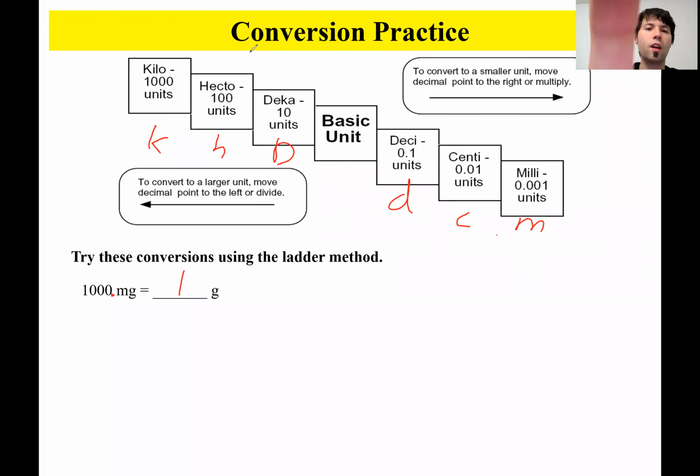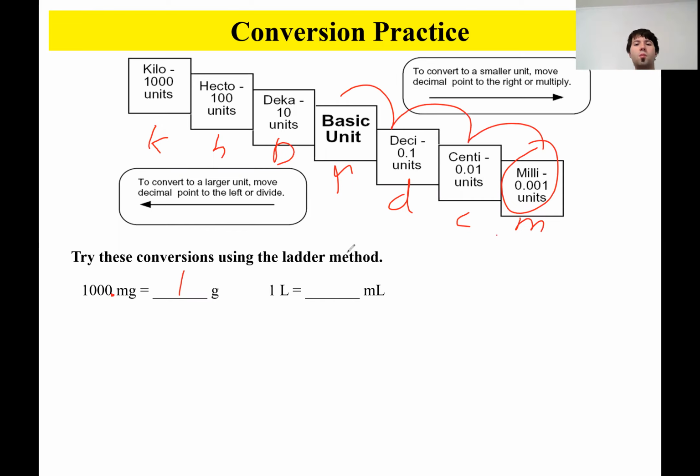Okay. So I might have rambled on a little bit too much about that one. So let's just try another one and see how we do. So 1 liter equals how many milliliters? This is actually kind of the exact opposite of what we did last time. Now we're starting at the basic unit and we want to end up in milliliters. So to convert to a smaller unit, move the decimal point to the right or multiply. So 1, 2, 3. So we should be moving the decimal point to the right 3 places.